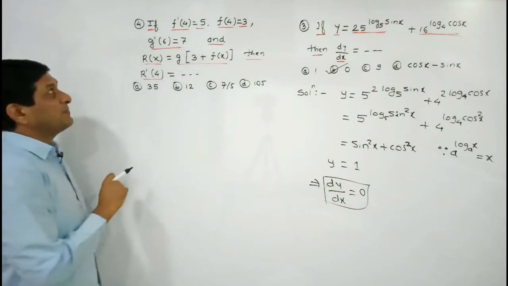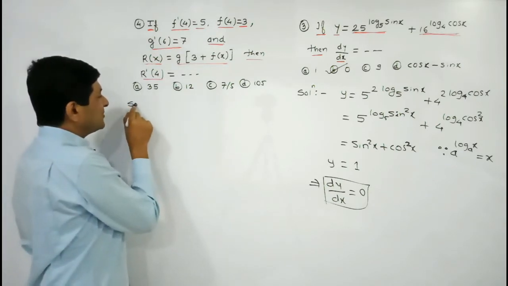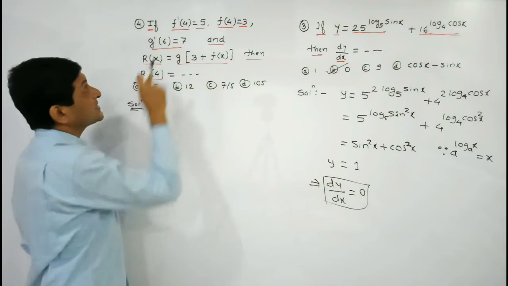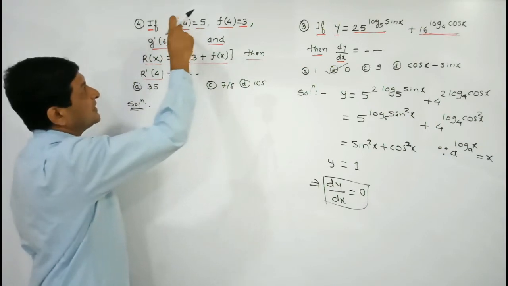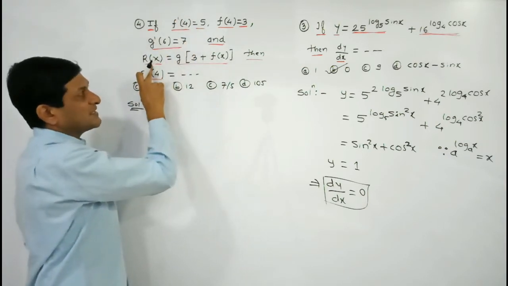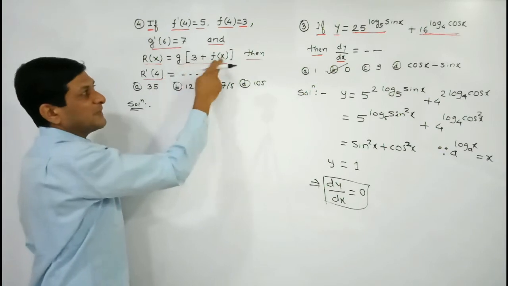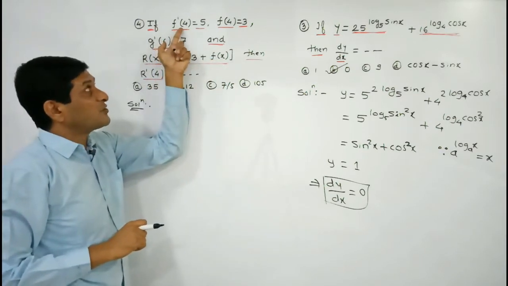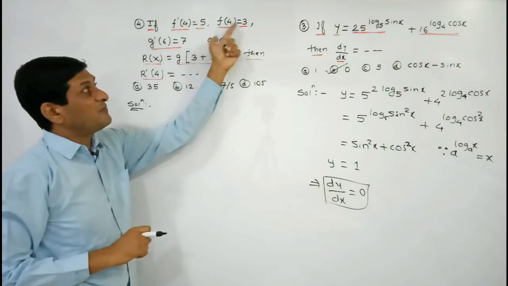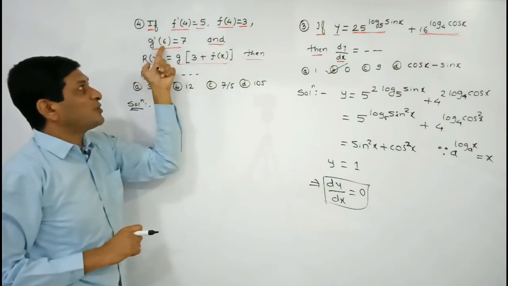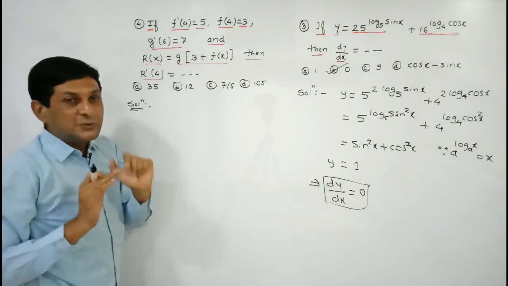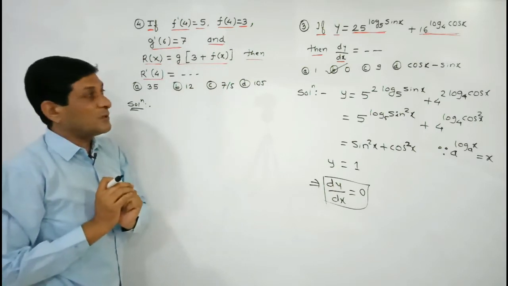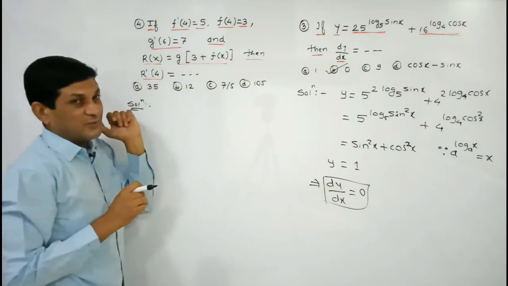Now observe example number 4. In example number 4, one function is given to us. What is the given function? Here r of x is equal to g of 3 plus f of x. This is the given function, and again it is given to us that f dash of 4 is equal to 5, f of 4 is equal to 3, and g dash of 6 is equal to 7. Using all these given conditions, the question is to find out r dash of 4.